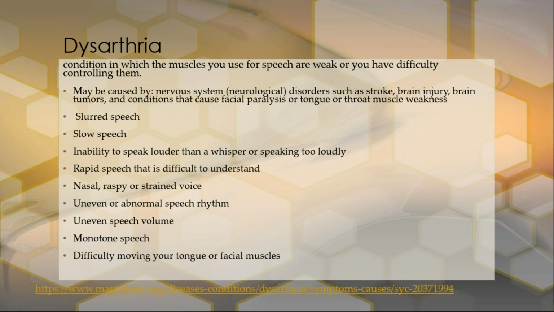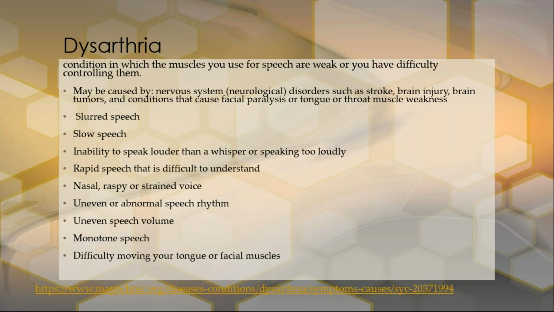So dysarthria is the condition in which the muscles that you use for speech are weak, or if you have difficulty controlling them. So this might be a neurological problem if someone has a stroke or a brain injury or a brain tumor, or facial paralysis or weakness of the throat or tongue that affects their physical speech mechanism. They might have slurred or slow speech.